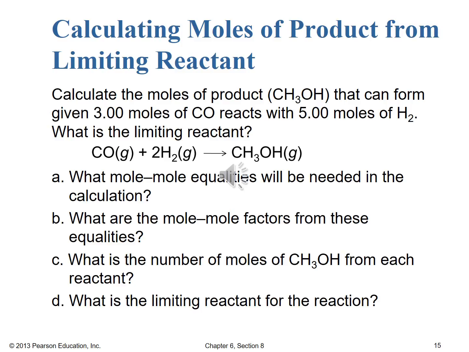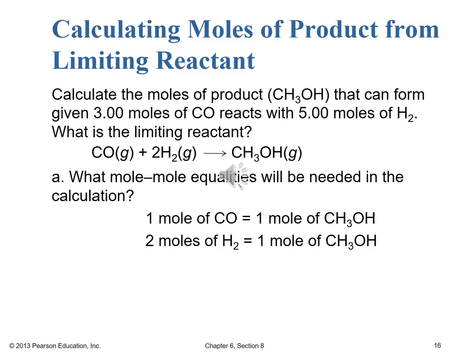So first, in part A, what mole-mole equalities will be needed in the calculation? B, what are the mole-mole factors from these equalities? C, what is the number of moles of methanol from each reactant? And then D, what is the limiting reactant for this reaction? So basically running through those steps we usually run through where we're analyzing the problem, just this time asked stepwise as questions.